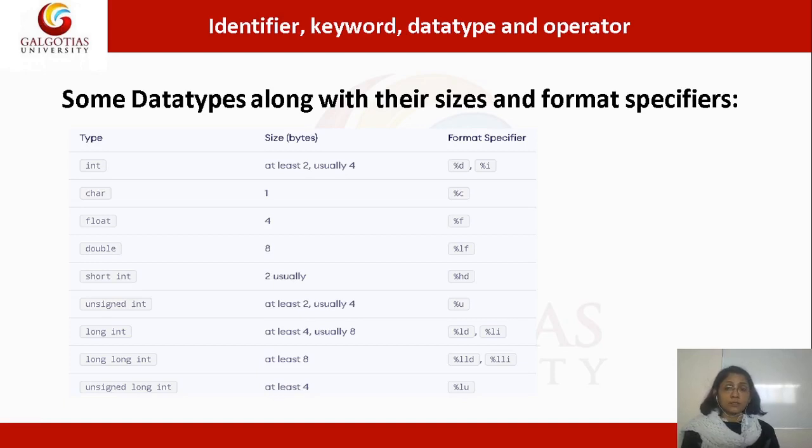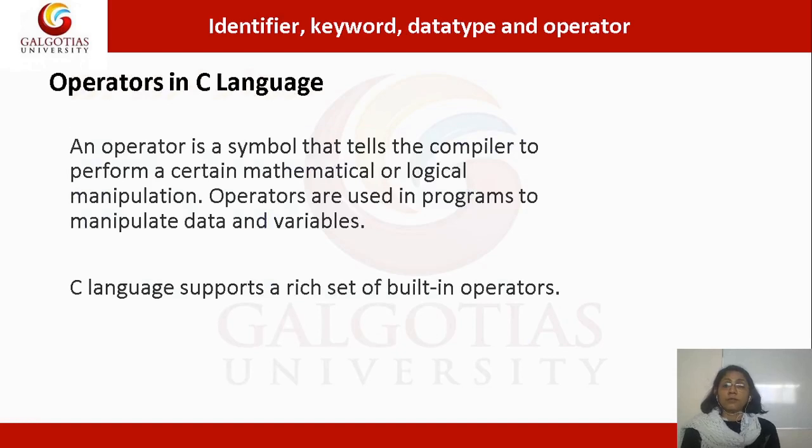Now these sizes and format specifiers are for Turbo C. As has been mentioned, they might differ from compiler to compiler. Now, what are the operators in C?